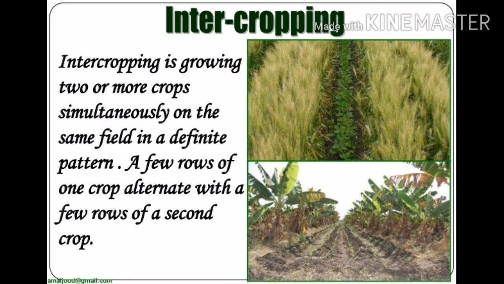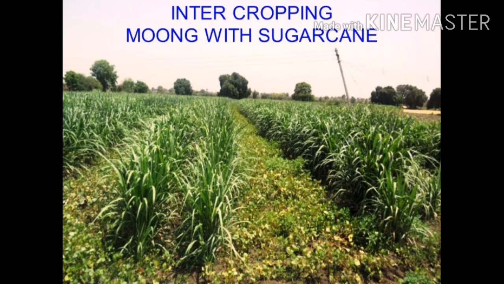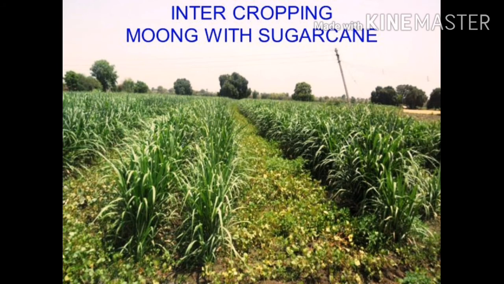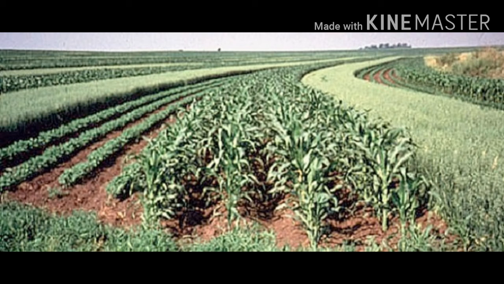Now the next type of cropping pattern is intercropping. Intercropping is growing two or more crops simultaneously in the same field in a definite row pattern. A few rows of one crop alternate with a few rows of a second crop. For example, soya bean plus maize or bajra plus lobia. And the practice of intercropping is adopted by small farmers and where farmers have least access to irrigation. And we can say that intercropping is an improved version of mixed cropping.